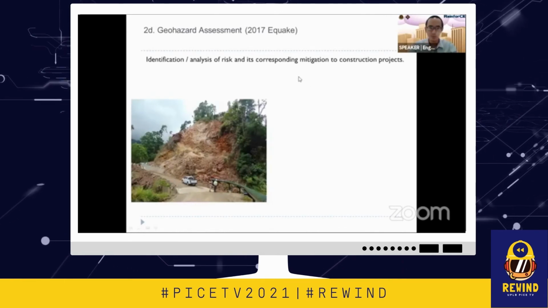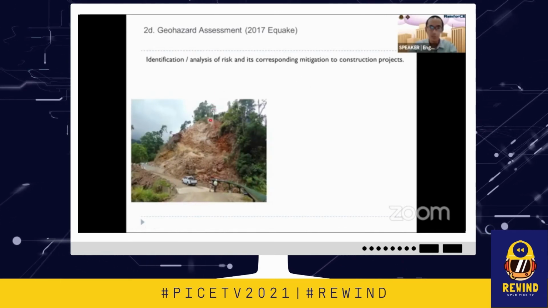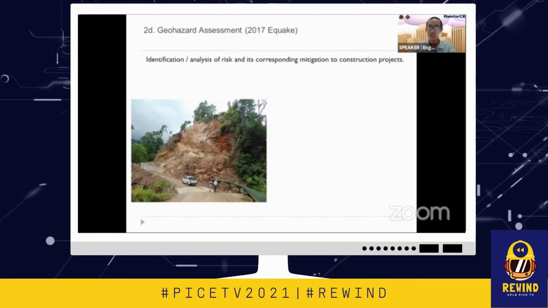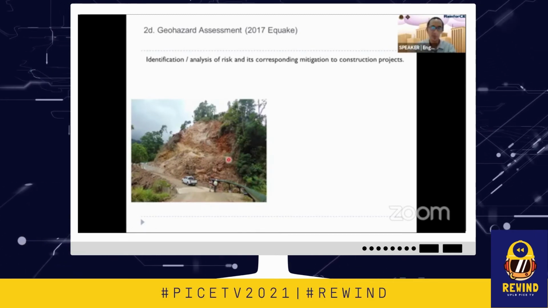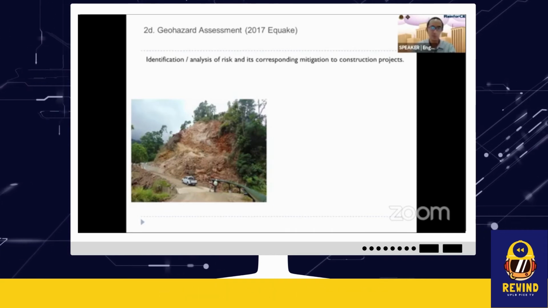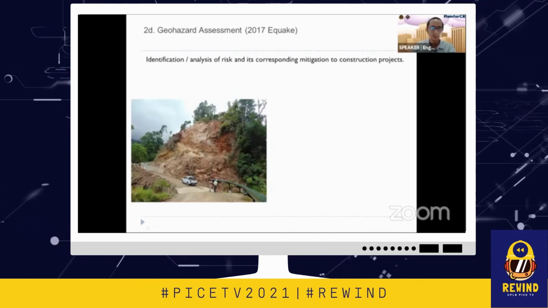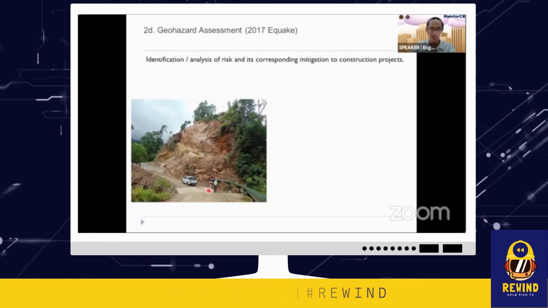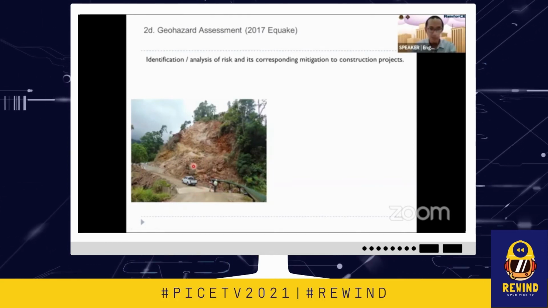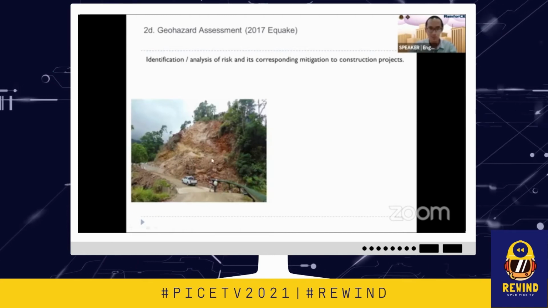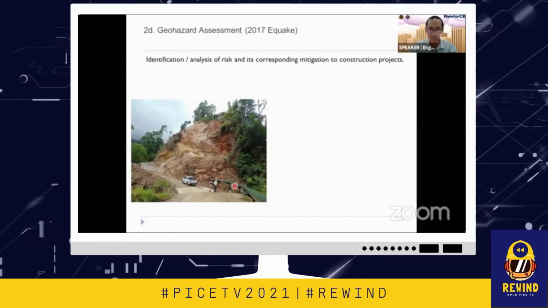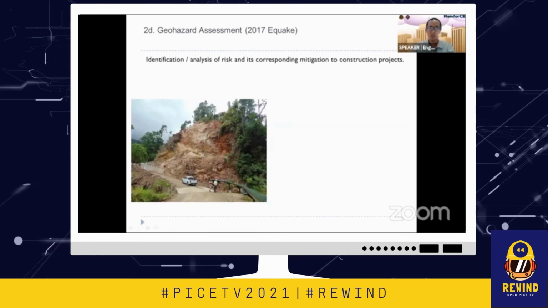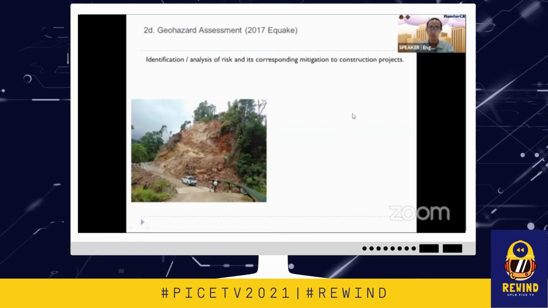Okay, so this project was during the 2017 earthquake in Leyte. This is a geothermal plant. This is a geothermal site. If you look at the picture, that's me. Probably I'm scratching my head, thinking of a solution to this problem. This is a pipeline that was damaged by slope failure during the earthquake.